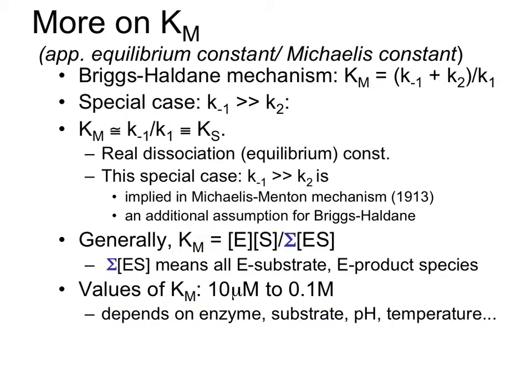Generally, the Km is equal to the enzyme concentration times the substrate concentration divided by the total enzyme-substrate. This total enzyme-substrate means all the enzyme-substrate and all the enzyme-product species. And values of Km range from about 10 micromolar to 0.1 molar, and this depends on the enzyme, substrate, pH, and temperature.